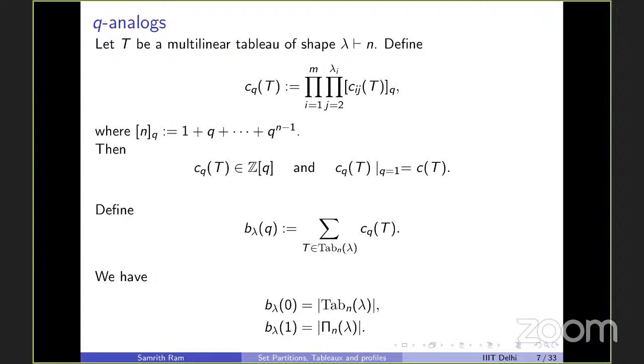So if the shape of lambda is 1, 1, 1, 1, meaning it's just a column, then its C_T will be 1. It's the empty product, because there are no cells in columns higher than 1. We take C_T to be 1.